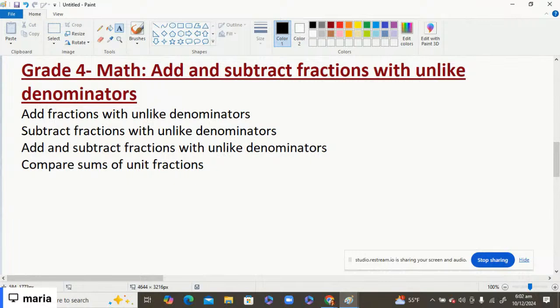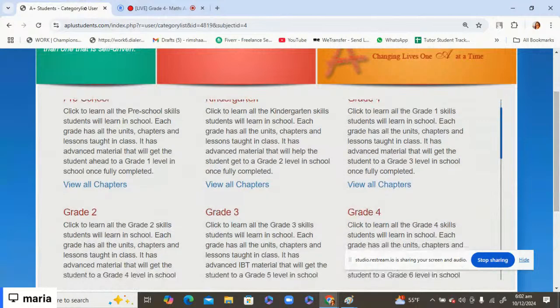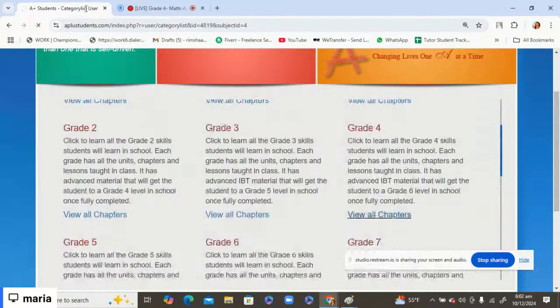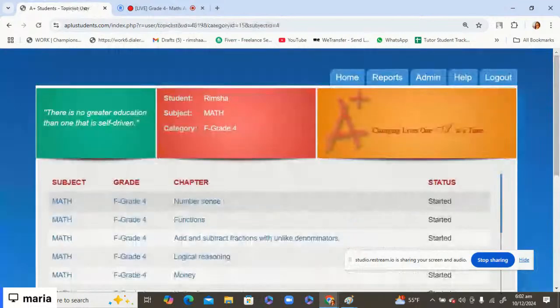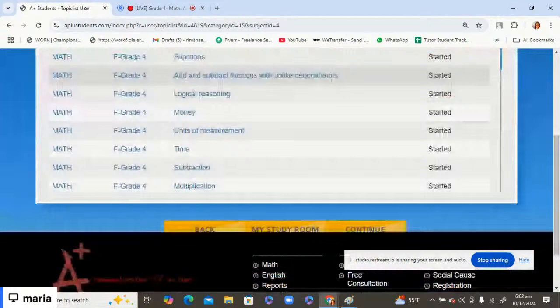You can find all the lessons on aplusstudent.com. You have to log in by using the email and the password that are provided by the administrator. Go to the subject tab, select maths from there, and then move to grade 4, view all chapters. So here is the list of the chapters. We are in the third chapter, that is add and subtract the fractions with unlike denominators. So let's start the first lesson. This one.